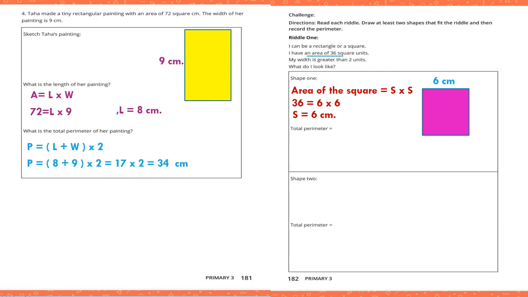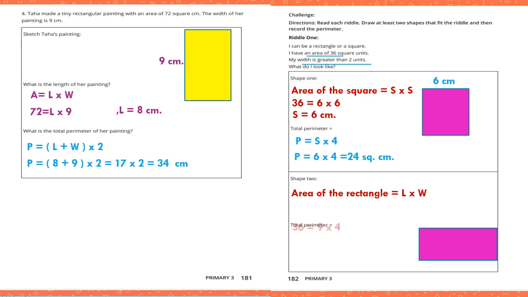Total perimeter will be side length times 4. So 6 times 4 will be 24 centimeters. Now the second shape will be a rectangle. And the area of a rectangle is length times width. So 36 can be divided into two numbers like 4 and 9. So length will be 9 and width will be 4.